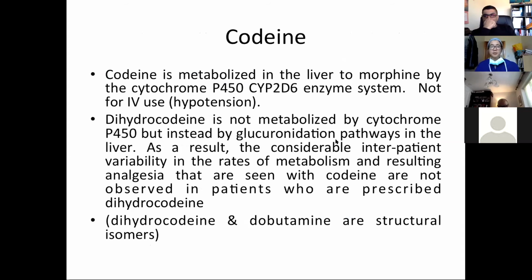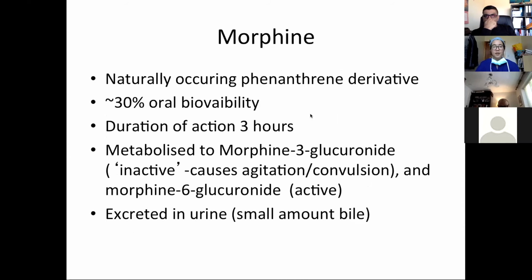Dihydrocodeine is a little bit better because it doesn't rely on your cytochrome P450 system. And then this is morphine, so it's only 30% bioavailable. Duration of action is about 3 hours, and you have your inactive metabolite and your active metabolite, which is morphine 6-glucuronide, mainly excreted in the urine, small amount in bile.